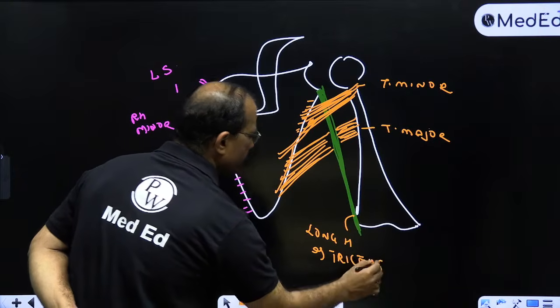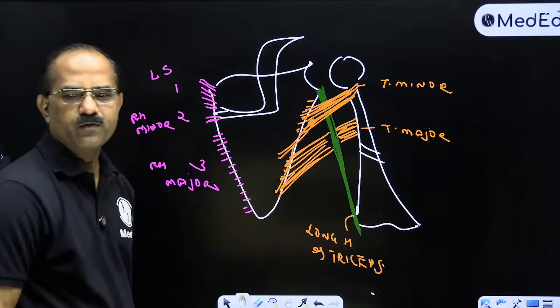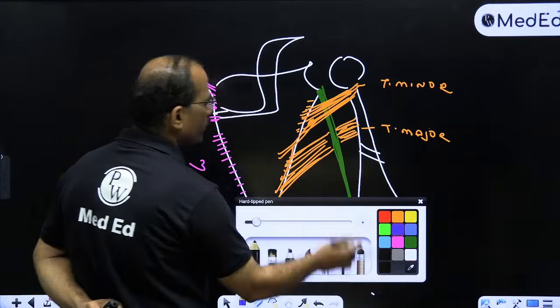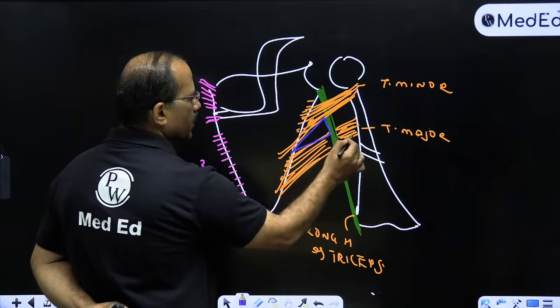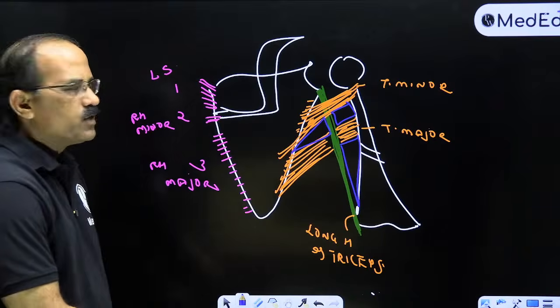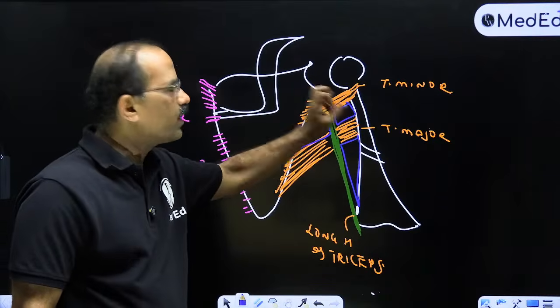Long head of triceps. Fine. Teres minor, teres major, long head of triceps. Fine. So बोलो, what is this space? ये space का नाम बताओ. What is this space? And what is this space? हाँ, so ये है upper triangular space, ये है lower triangular space, and ये है quadrangular space.